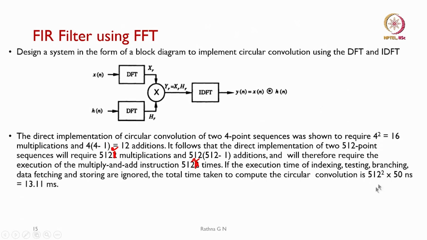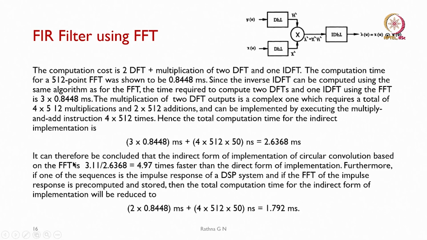So, what we say is 512 squared into 15 nanoseconds, which is going to be 13.11 millisecond that we needed. Now we will see using FFT, although I am going to take the DFT and this thing.